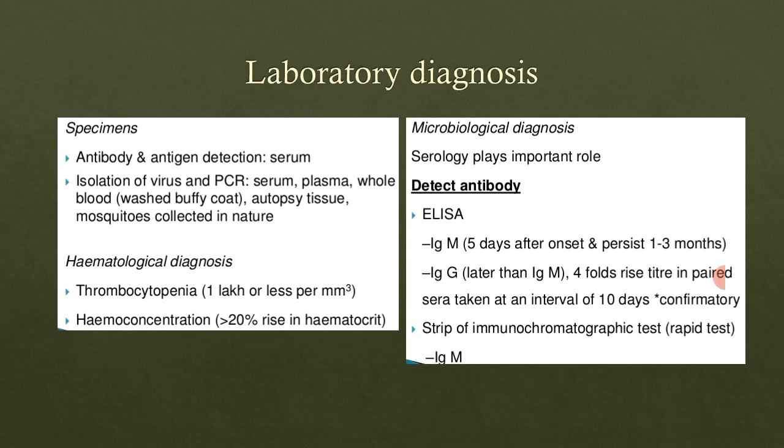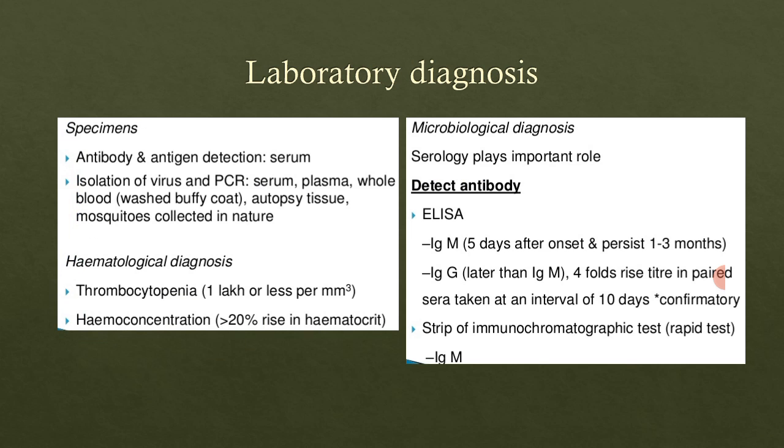in thrombocytopenia, the platelet count will be 1 lakh or less than 1 lakh per cubic millimeter, which is not optimum. Okay, and then hemoconcentration, that is the concentration of the blood, all right, in percentage. So that we have to determine, we have to check. After that, the microbiological diagnosis, and then the serology.